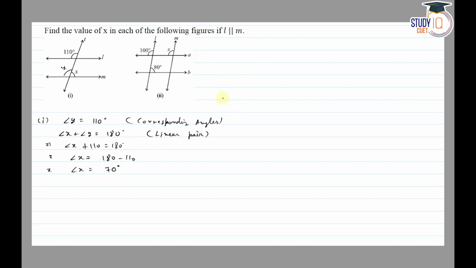Then in second, angle x is equal to 100 degree. x 100 के इक्वल हो जाएगा because of reason हो जाएगा हमारे पास corresponding angle.